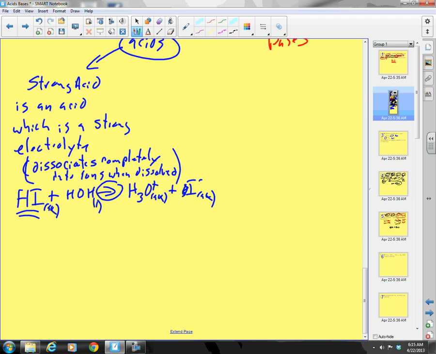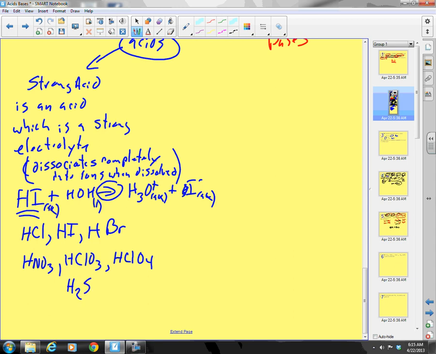And what are my strong acids? Well, I like to start up here with HCl and work down my halogens. HCl, HI, HBr, right? Those three. And then I go to my nitric acid. And then I go to my chloric acid. And then I go to my perchloric acid. And then I have my H2SO4, which is a special case.